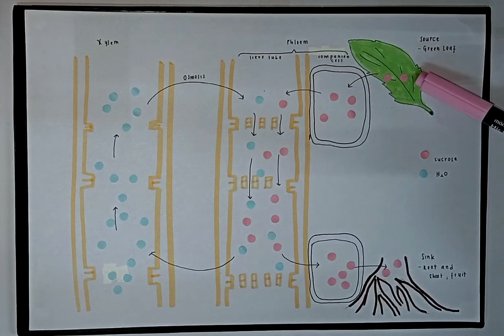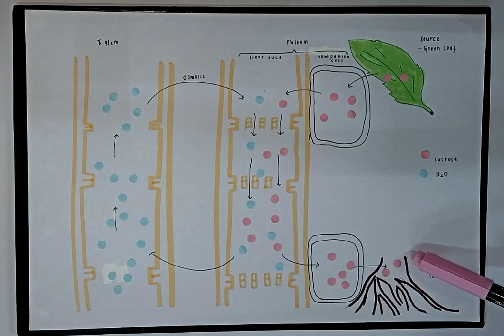Source is a region in the plant where photosynthesis occurs and organic solutes are synthesized, such as a green leaf. And sink is an area where organic solutes are unloaded from the sieve tube to be utilized or stored, such as fruits.